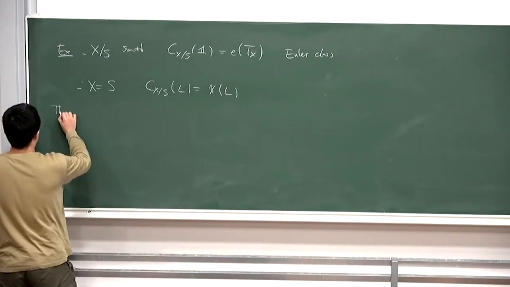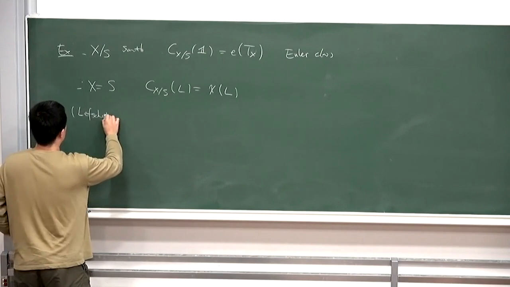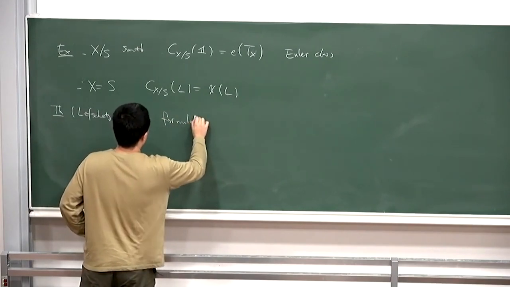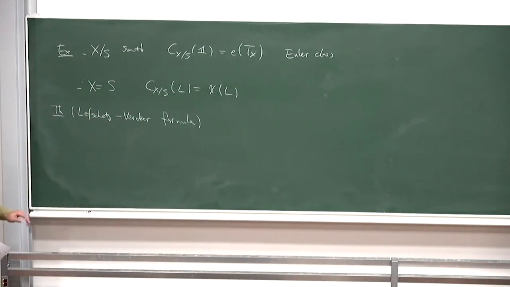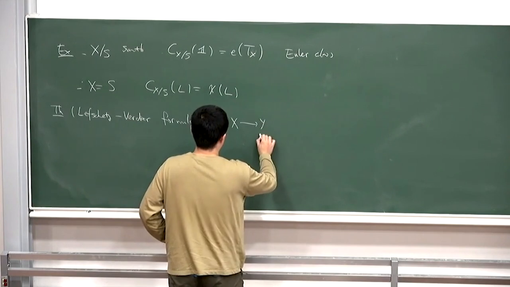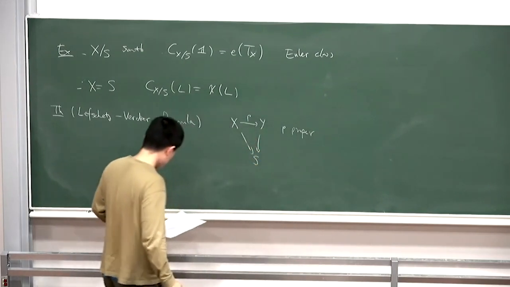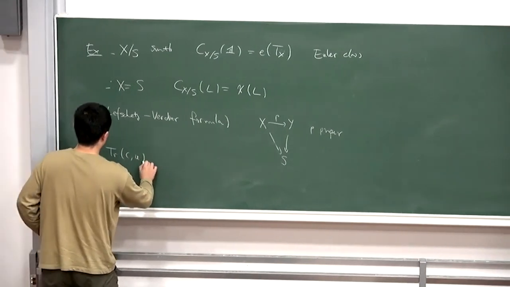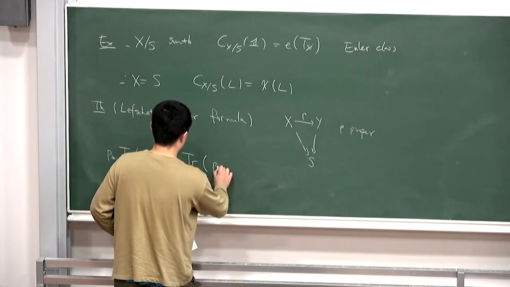And we have a theorem, which is a big theorem, called the Lefschetz-Verdier formula. So basically, the Lefschetz-Verdier formula says that this relative characteristic class is compatible with proper pushforwards. So if you have this morphism of S-schemes with P proper, then you have P lower star of the trace of CU is equal to the trace of P lower star of CU.